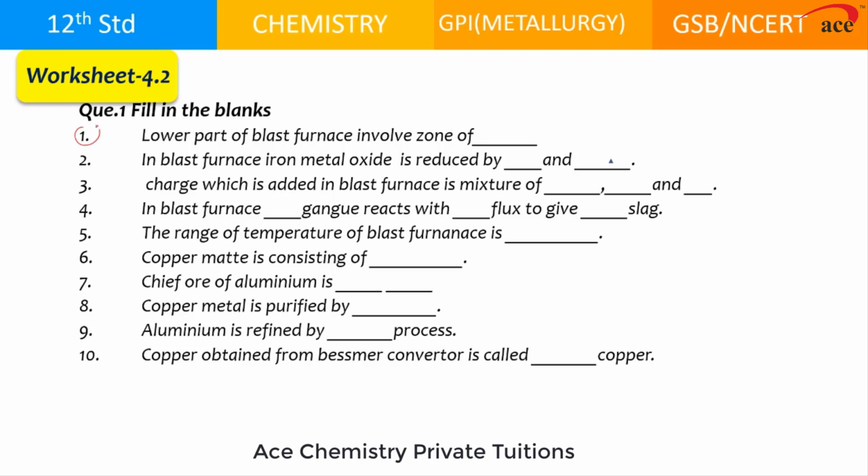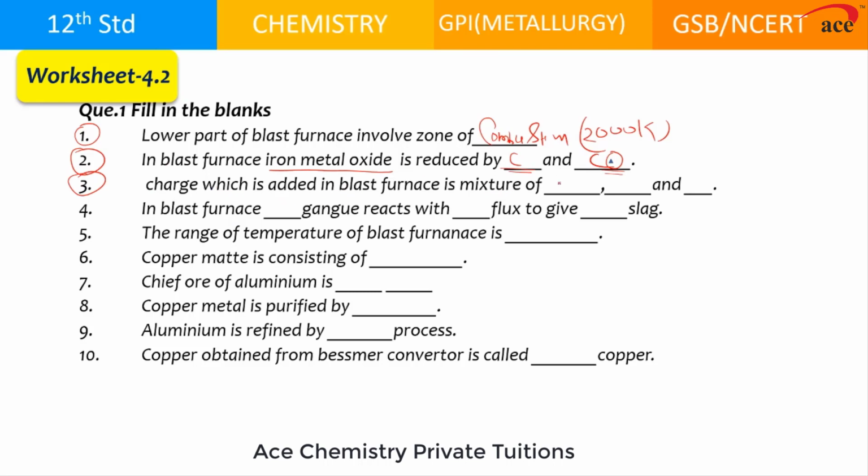The very first one: the lower part of the blast furnace involves the zone of combustion. This zone of combustion is the lowermost part, at about 2000 Kelvin. Second, in the blast furnace, iron metal oxide is reduced by coke, that is carbon, and carbon monoxide. So reduction takes place two times with two different reducing agents, carbon and carbon monoxide. Third, the charge which is added in the blast furnace.